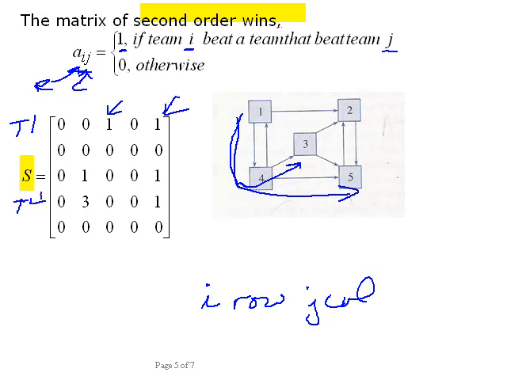Look at team 4. Team 4 beat 3 who went on and beat 2, so we got 1 point for that. It beat 1, who went on and beat 2, got a point there. It beat 5, who also beat 2. That's 3, and that's why there's a 3 here. And so you fill up the matrix like that, looking for second order wins.